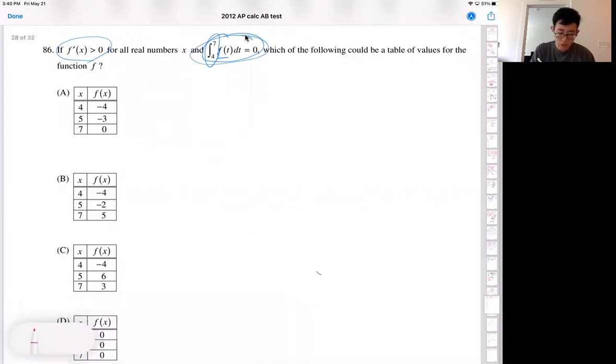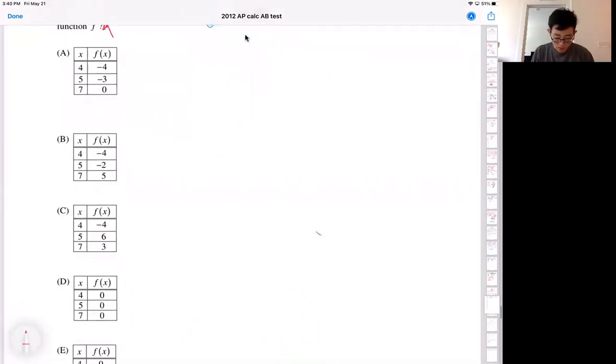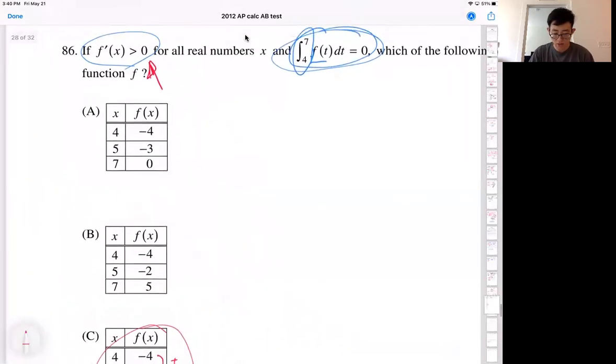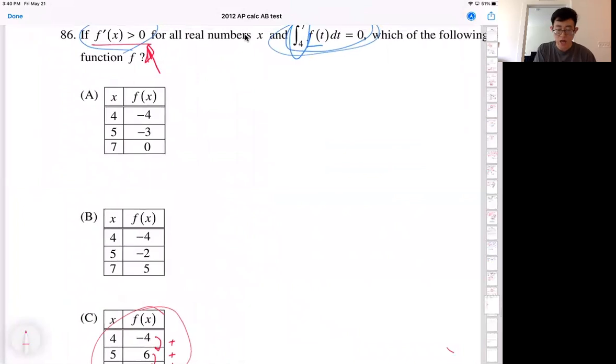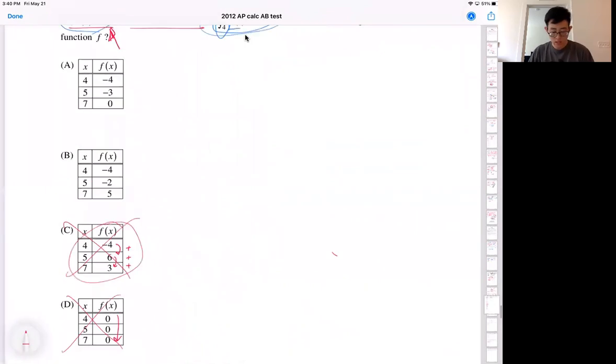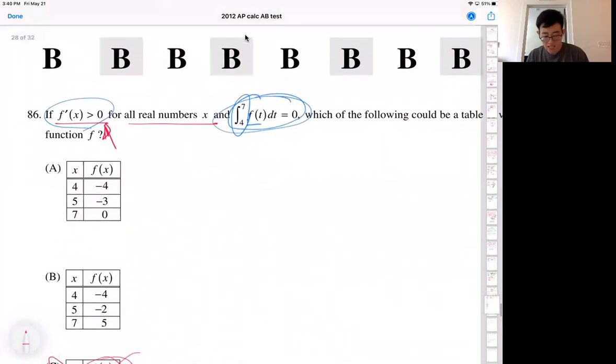Now, because we know this, we can eliminate at least a couple of choices. For example, this one: you increase from -4 to 6, but then you decrease from 6 to 3. Remember, it's got to be increasing all the way throughout because it says f prime of x is greater than 0, a positive slope for all real numbers. So C is not true. D is not true either, because you're staying stagnant at 0. You're not increasing. It's got to be a positive slope. And this one here is also positive. So we're really down to A, B, and E here.